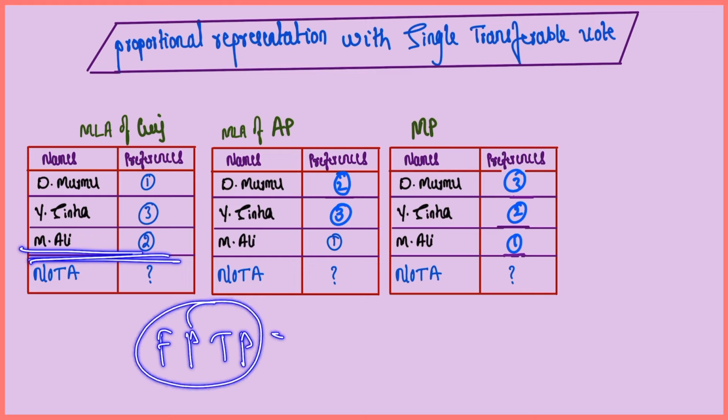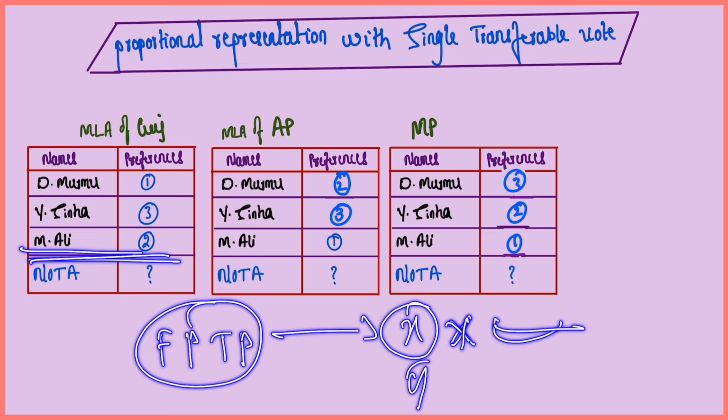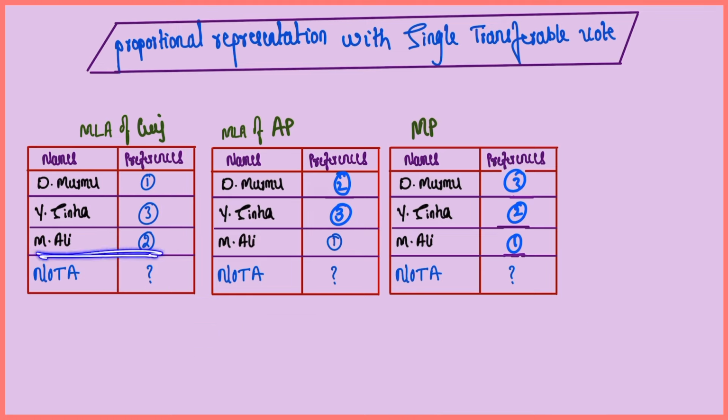In the first past the post system, if you voted for candidate X and X did not get the majority, then your vote is gone. If Y wins, then you have not voted for Y. But here, if Muhammad Ali wins, then the MLA of Gujarat has already voted for Muhammad Ali also, because that was his second preference. So this is one of the meanings of transfer of vote.